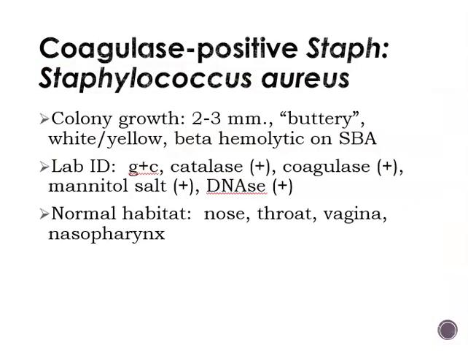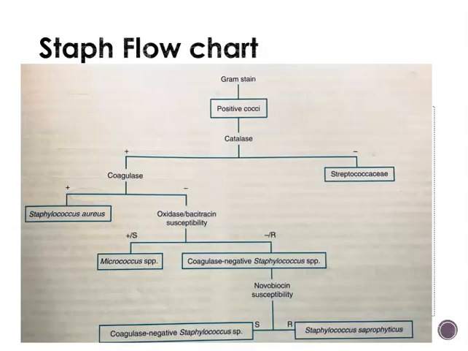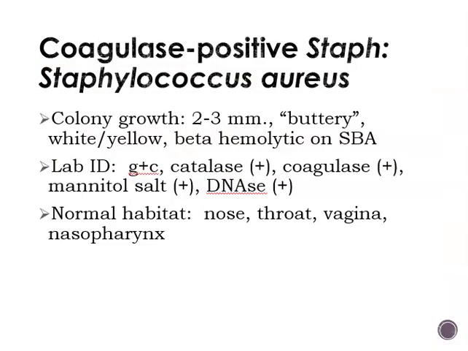Okay, we're getting into some of the species now. Staphylococcus aureus is the only coagulase positive staph species. And again, from the flow chart here, we know they're all gram-positive cocci. If it's catalase positive, we know we're dealing with a staph species. Then coagulase is the next test that we would do to determine, is this organism Staphylococcus aureus or is it one of these other ones? So the first one we're talking about is Staph aureus, and it is the only coagulase positive staph.